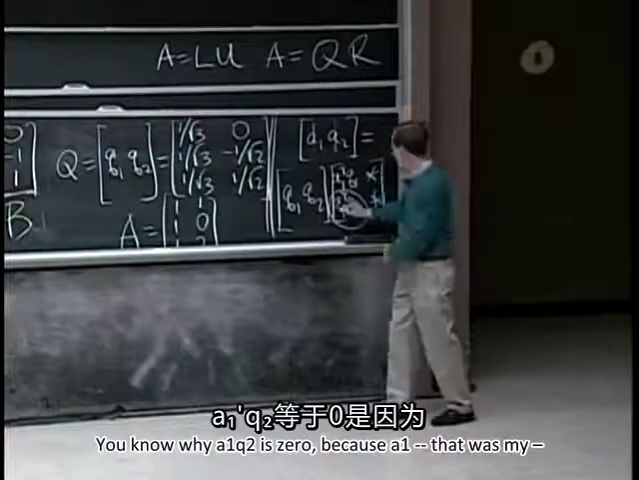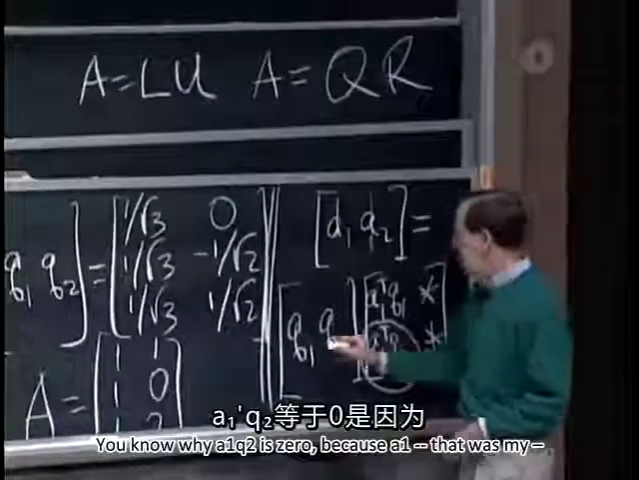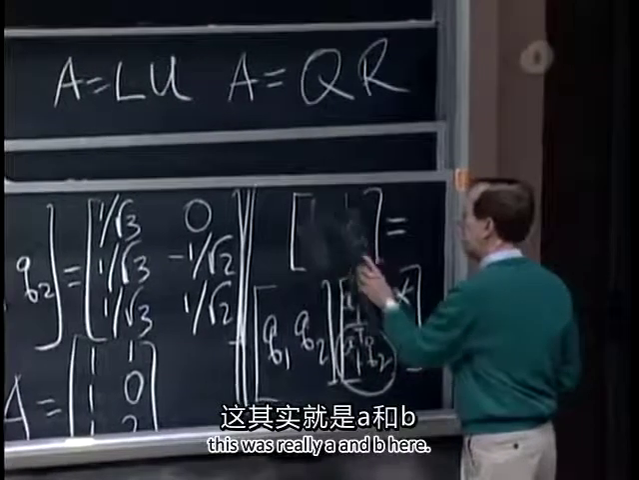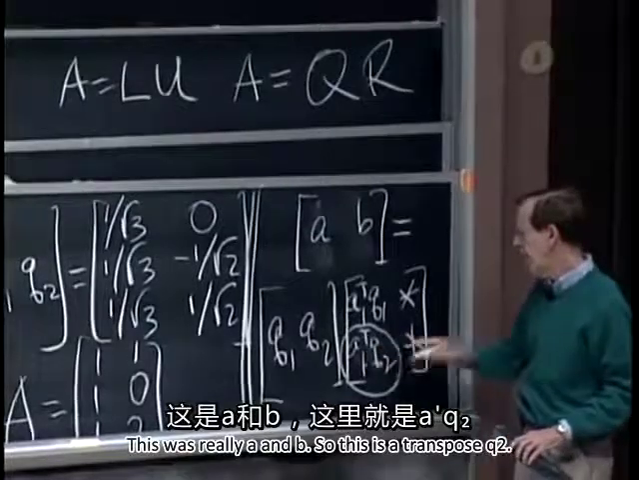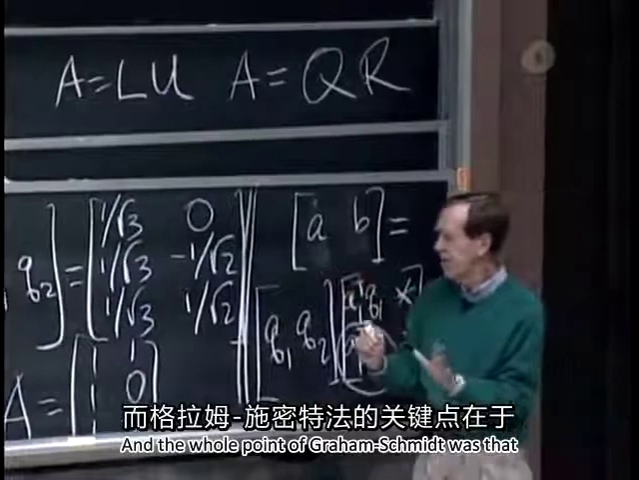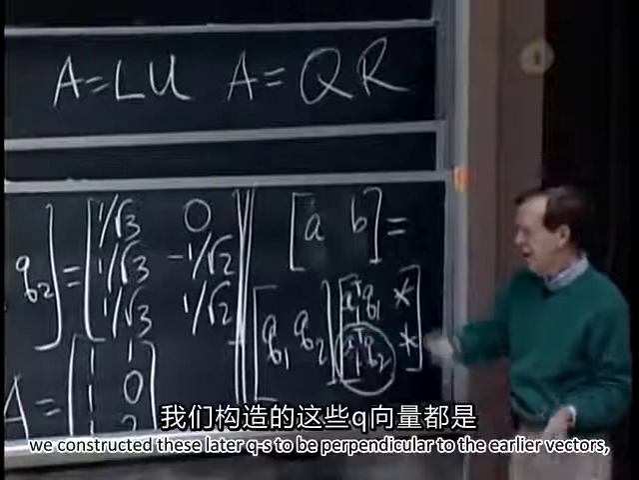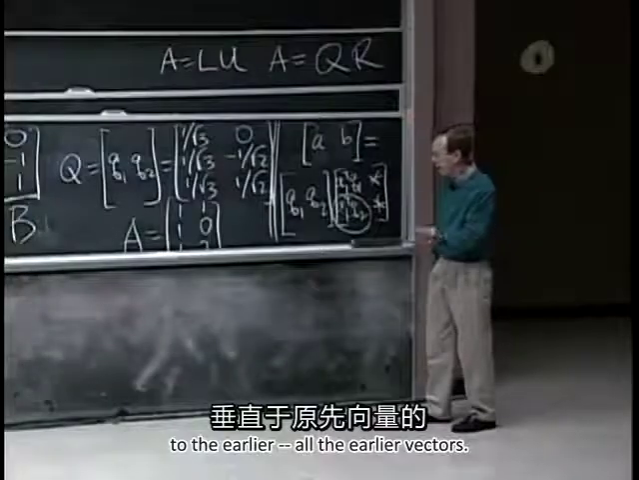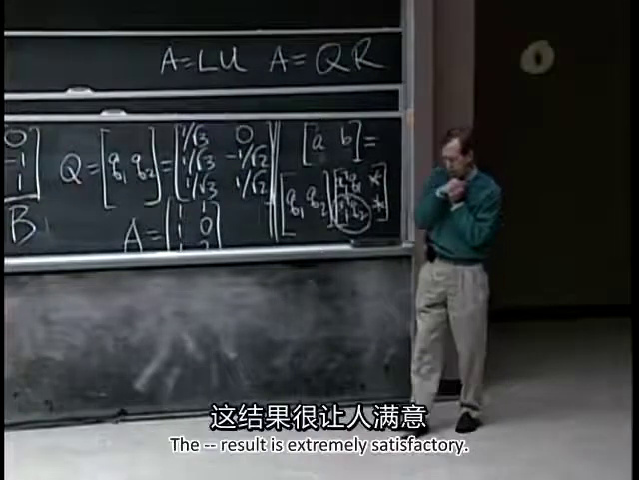You know why A1 Q2 is 0? Because A1, that was really A and B here. So this is A transpose Q2. And the whole point of Gram-Schmidt was that we constructed these later Q's to be perpendicular to the earlier vectors, to all the earlier vectors. So that's why we get a triangular matrix.